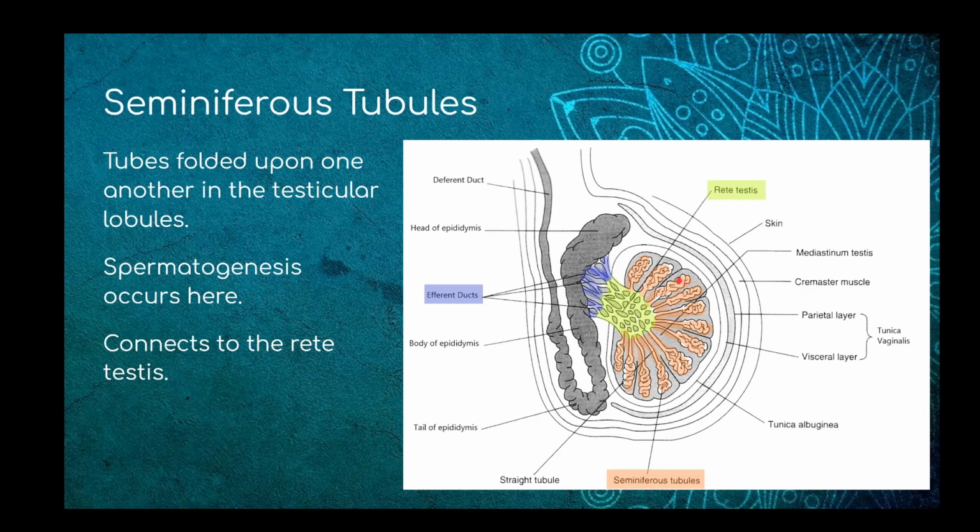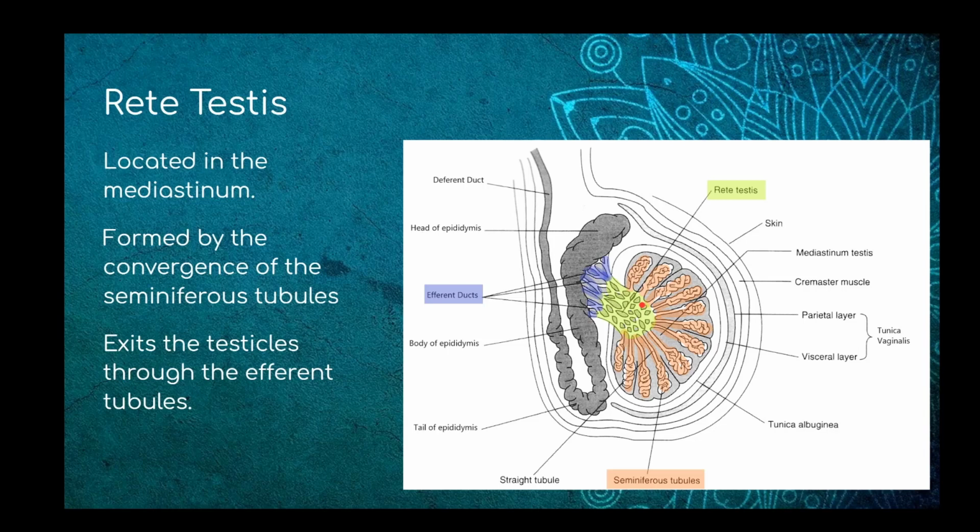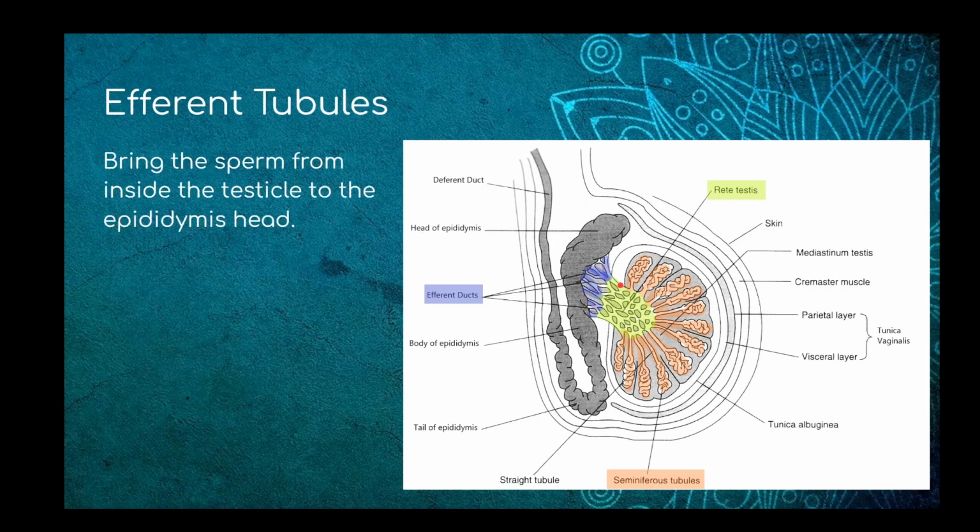The seminiferous tubules then exit the lobules, and they all converge together in an area called the rete testis. The rete testis sits within the mediastinum testis. The rete testis then takes the sperm that were made in the seminiferous tubules, and they exit the testicle and head out through the efferent ducts. Those are the purple ones here. The efferent tubules are what connect the epididymis to the testicle, and they head right into the epididymal head. So remember that the efferent tubules connect the testicle to the epididymis head.